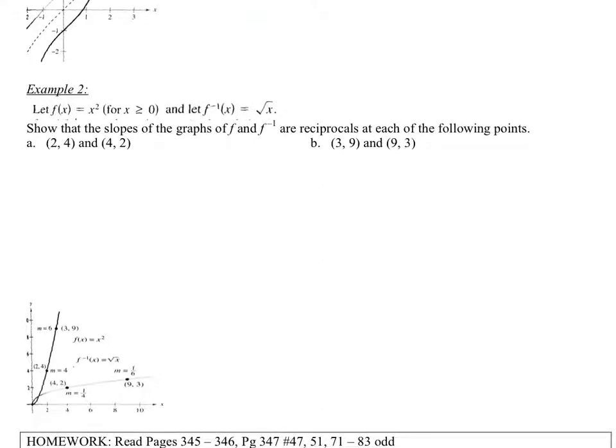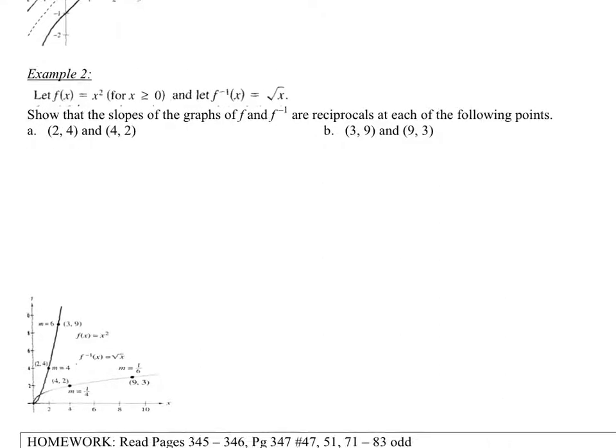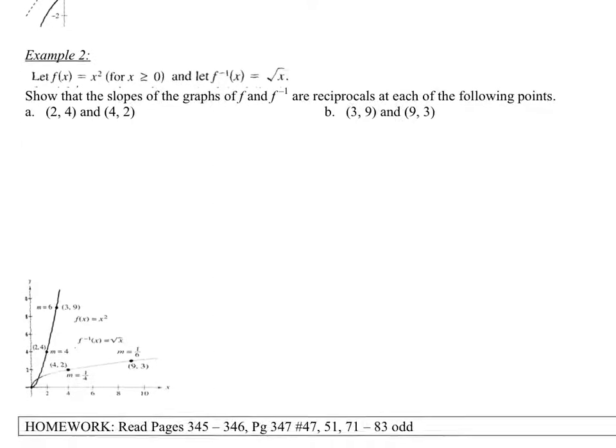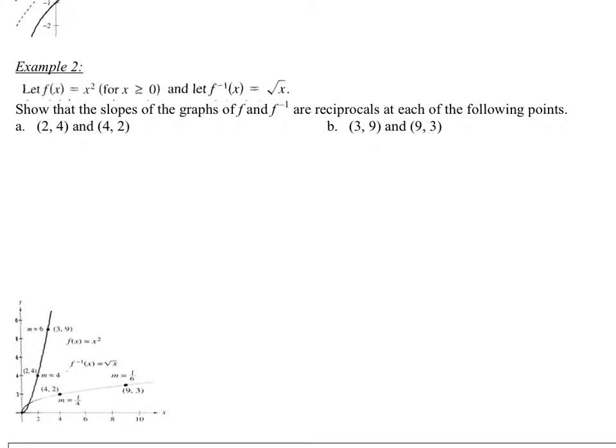Let's try another one. It says, let f of x equal x squared for x greater than or equal to 0, and let f inverse equal the square root of x. Now, we know just by the parent function that the domain of f inverse here is greater than or equal to 0. So both of these have the same domain and range: x is greater than or equal to 0 for the range as well.